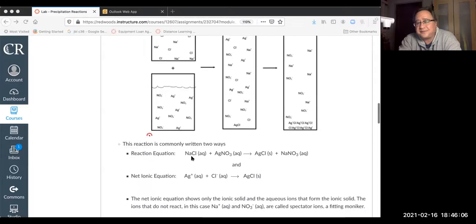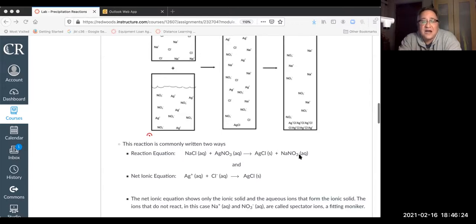So how do we write this reaction out? And here it is. NaCl aqueous, silver nitrate aqueous gives you silver chloride solid because it's no longer soluble. It's a precipitate. And NaNO3 aqueous because that's still dissolved.